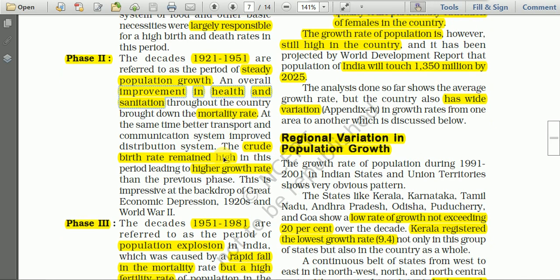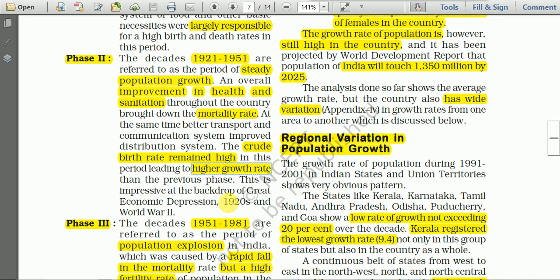At the same time, better transport and communication systems improved the distribution system, the public distribution system. The crude birth rate remained high in this period, leading to a higher growth rate than the previous phase. And this is impressive against the backdrop of the Great Economic Depression in the 1920s and World War II.